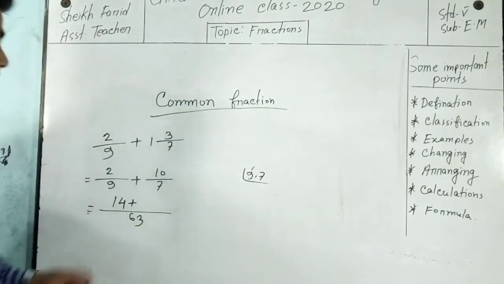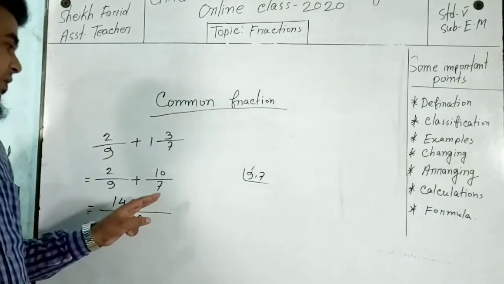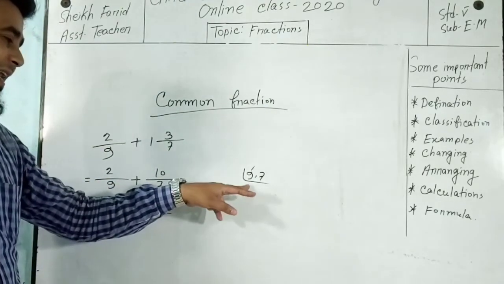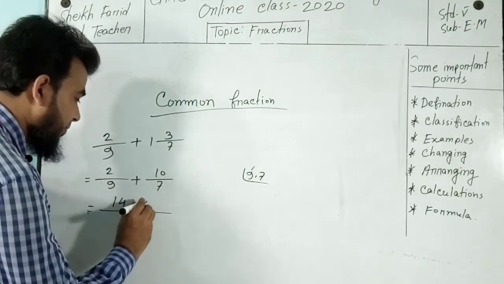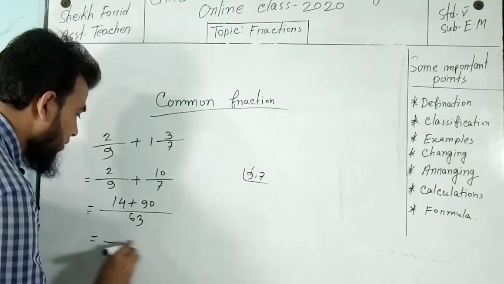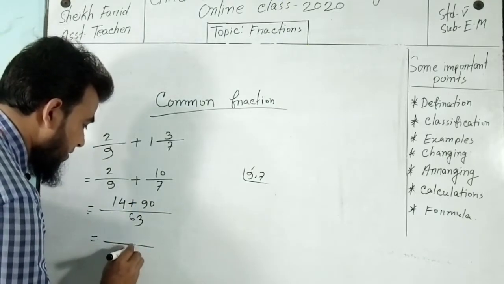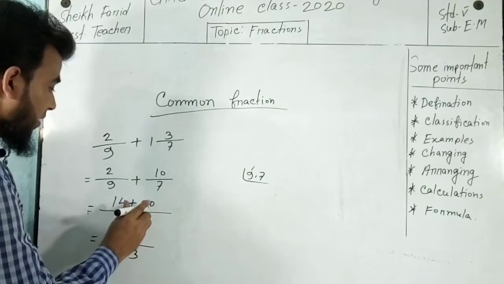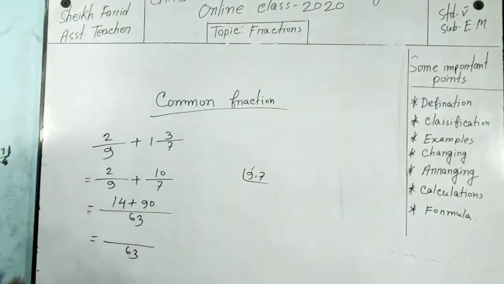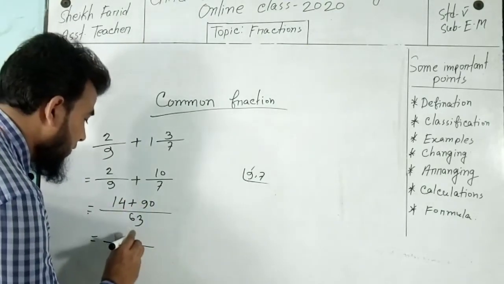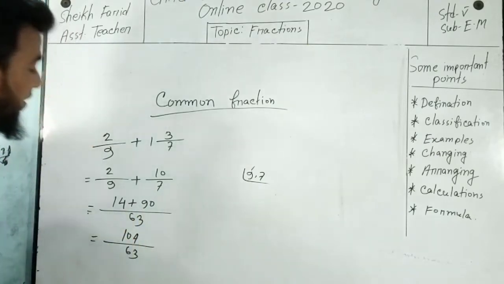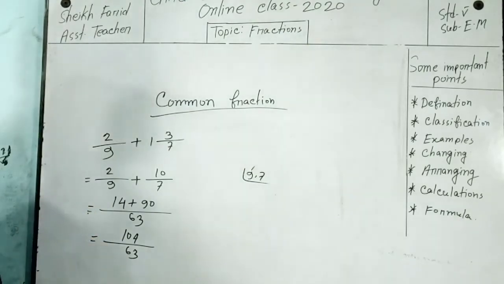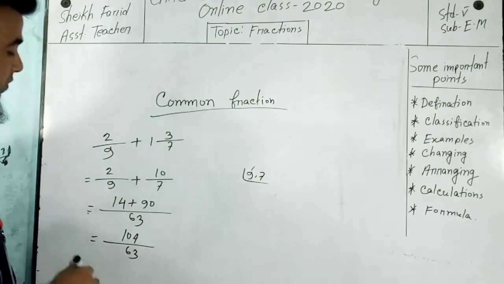Plus, another way: if you divide 63 by 7, you will get 9 as the answer, and you have to multiply this with 10, then it will be 90. So now with 63 as the denominator, we have to add 14 with 90. What will it be? 4 plus 0 is 4, and 9 plus 1 is 10. 104.